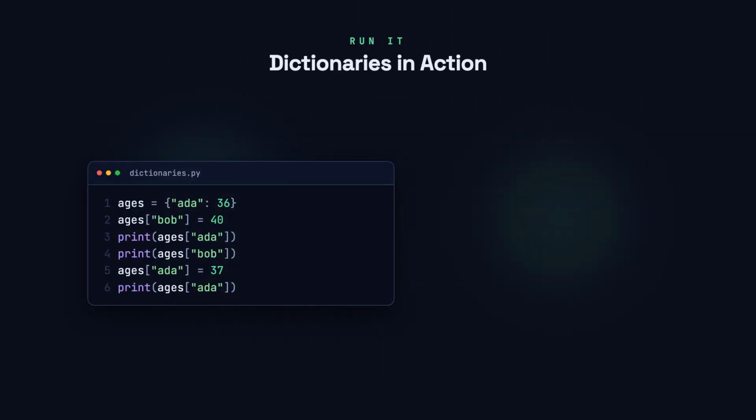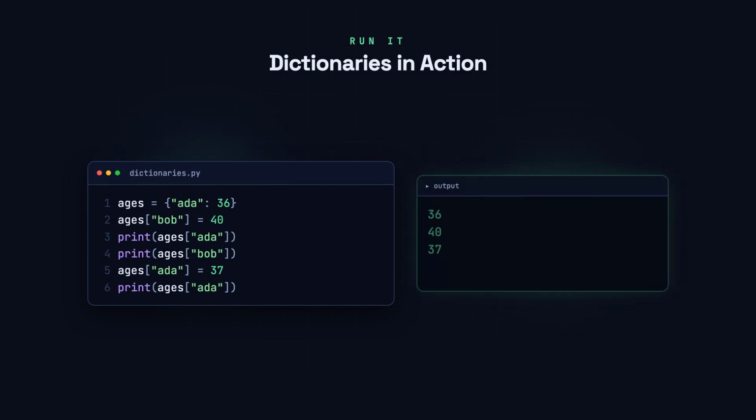We start with the dictionary holding Ada's age. We add Bob, then print both ages. Finally, we update Ada's age to 37 and print it again. The dictionary keeps only the latest value for each key.